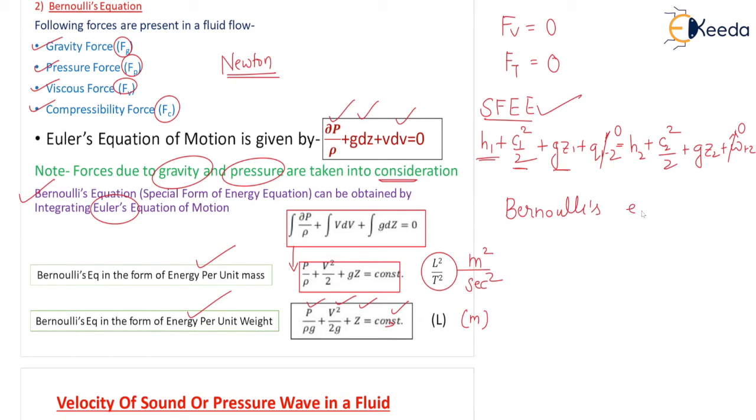Bernoulli's equation can also be written for ideal fluid and for real fluid with losses. Going to the next one, our next section will be the velocity of sound or pressure wave in a fluid, that we are going to see in the next section.